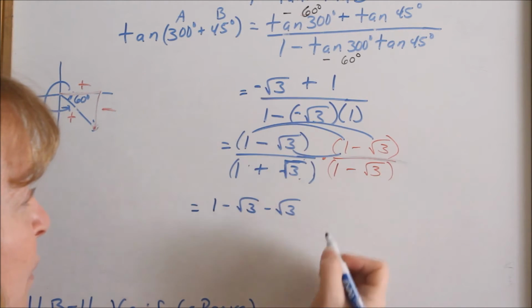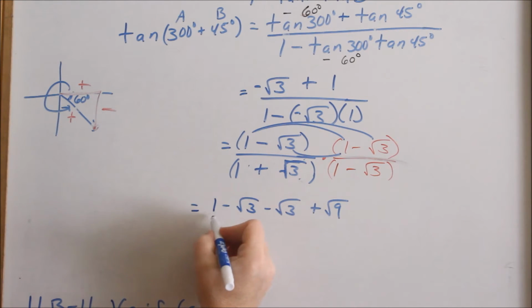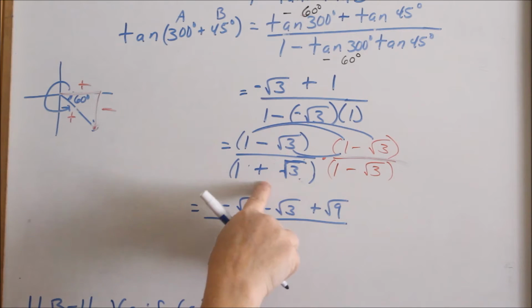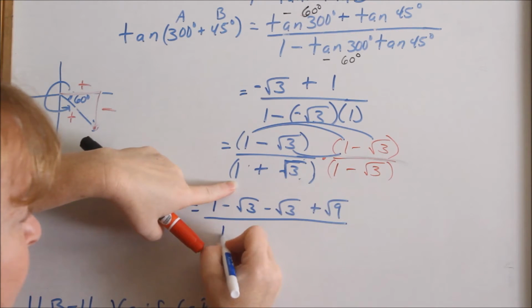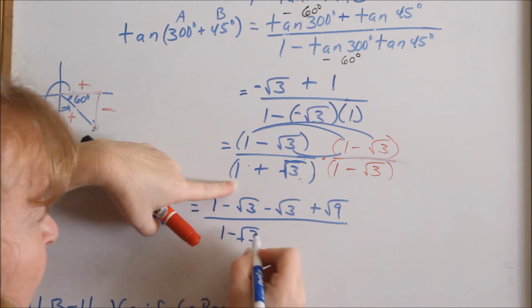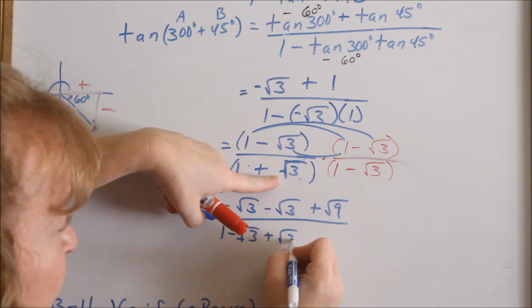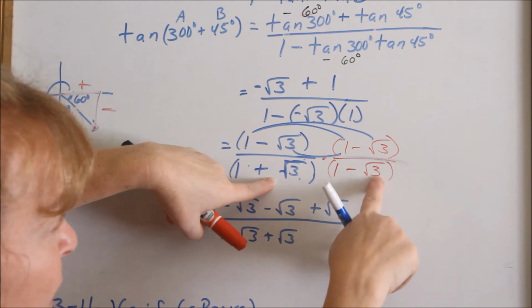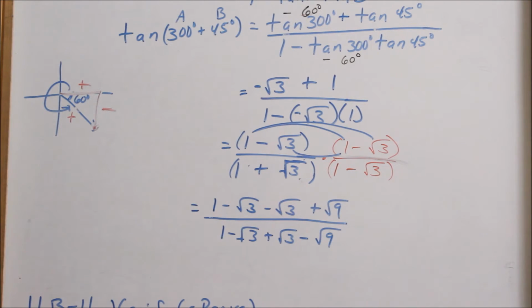Negative square root of 3 times a negative square root of 3 is positive square root of 9. I'll simplify in a minute. Now, FOIL out the denominator. 1 times 1 is 1. 1 times negative square root of 3 is negative square root of 3. Positive square root of 3 times 1 is positive square root of 3. Positive square root of 3 times a negative square root of 3 is negative square root of 9. Keep up with your signs.